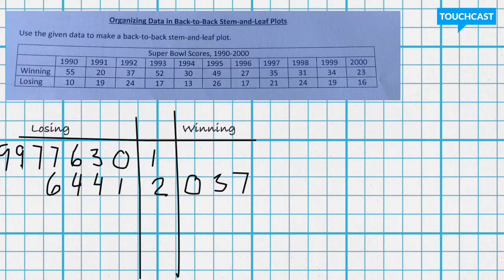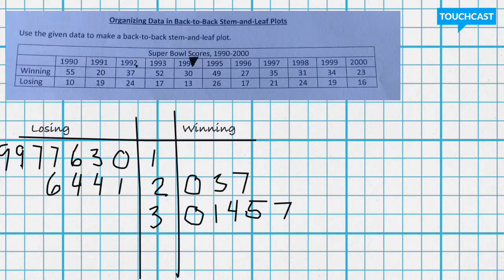So let's find all the numbers that are between 30 and 39. So we've got a score of 37, a score of 30, 35, 31, and 34. So we're going to start by writing 3 in our stem. The smallest score in that 30 range was 30. Then we had a 31, a 34, a 35, and a 37. Now, we've taken care of the 30s.